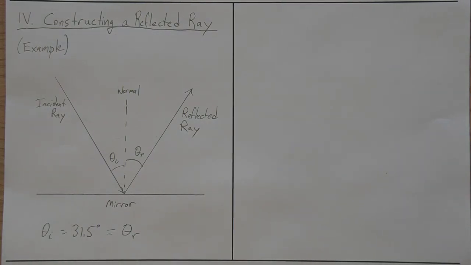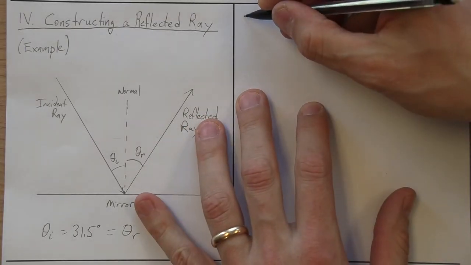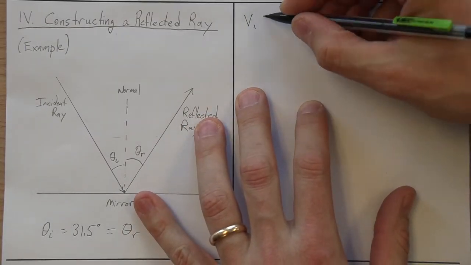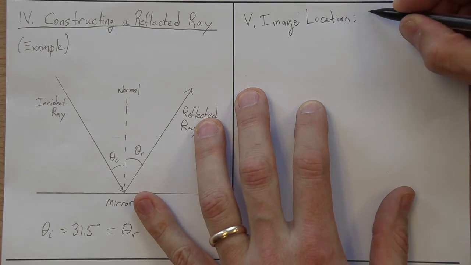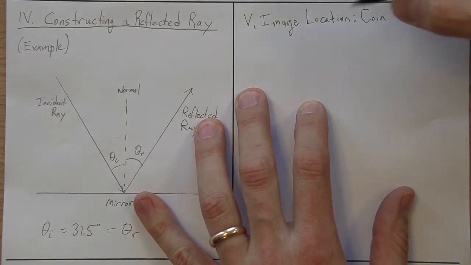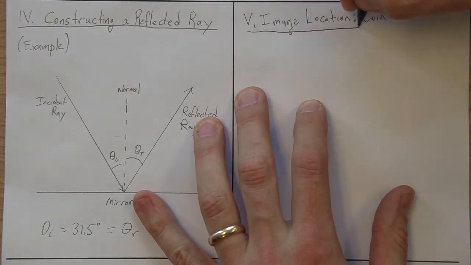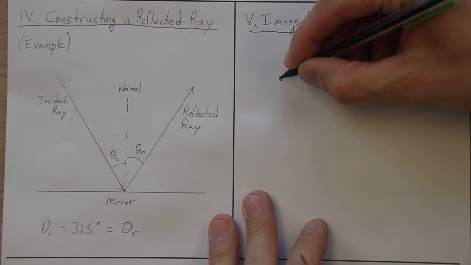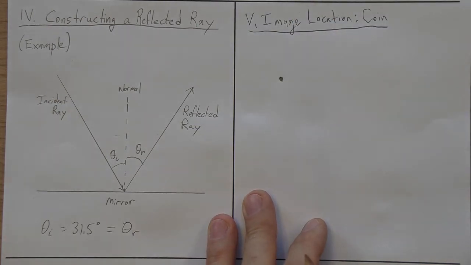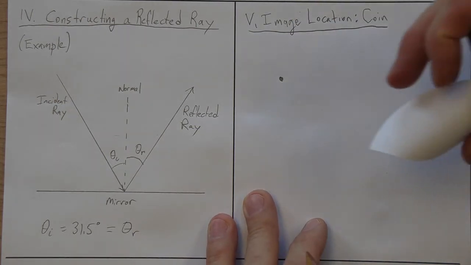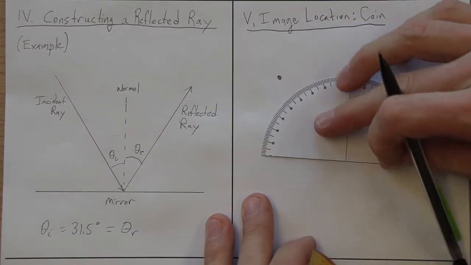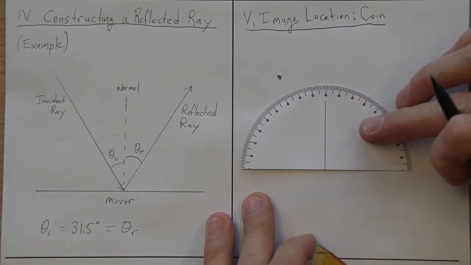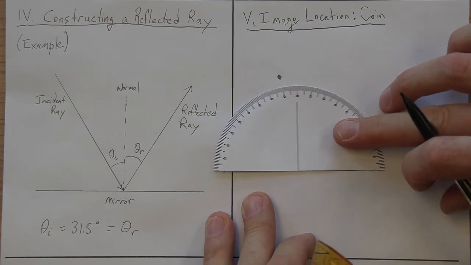So let's make a new section here. Again, I'm kind of off to the side because of the tripod, the camera. All right, so what I'm going to do is I'm going to put a coin over here. And what I want to do is leave enough space for whatever protractor you use. Put the mirror at least as far away as the protractor.